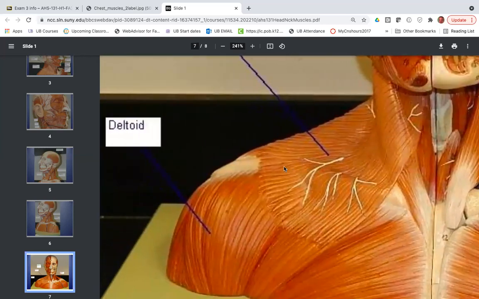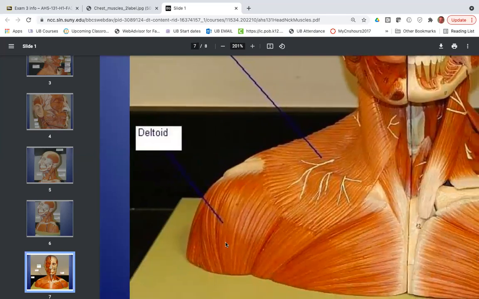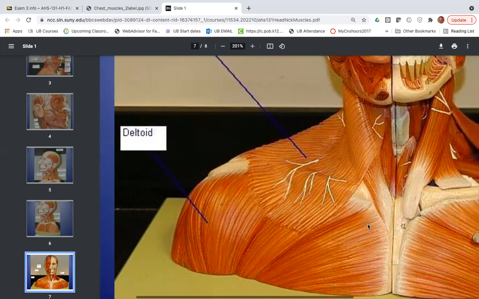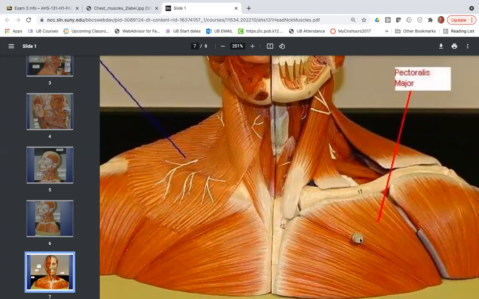Around the shoulder, because it's the front, we would call this the anterior deltoid. Here on the side, middle deltoid. And what we can't see on the back, posterior deltoid. Superficially in front of the chest, pectoralis major.